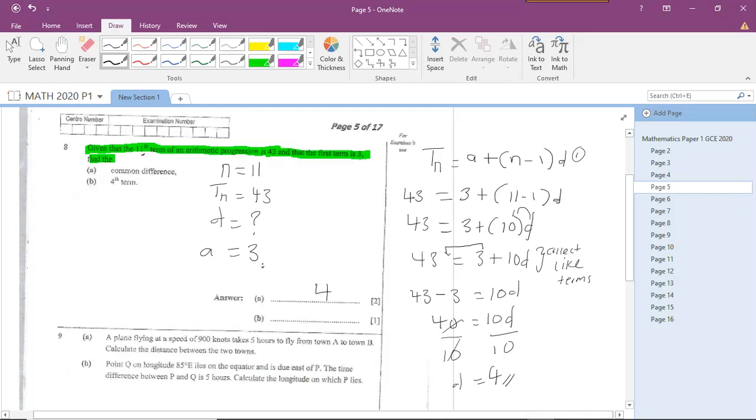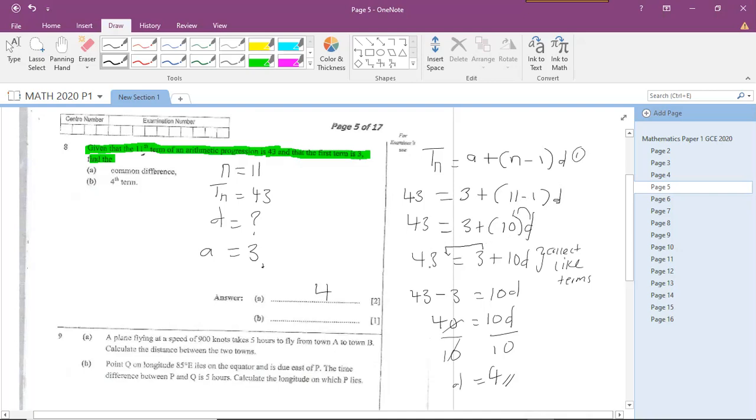So you just substitute. Where there is Tn, you plug in 43. Where there is A, that's the first term, you plug in 3. Plus, where there is n, it's the 11th term, you plug in 11 minus 1, close brackets, multiplied by the common difference. So what do you want to find? You want to find the common difference. So you solve it like an algebraic equation. 43 will be equal to 3 plus 11 minus 1, it's 10, multiplied by d to be 10d.